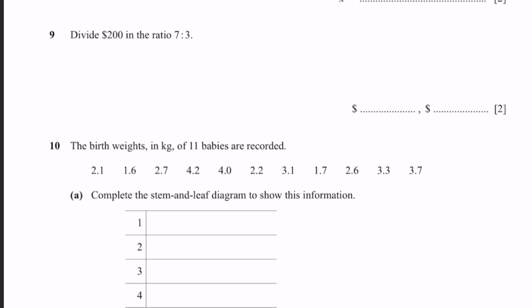Question 9. Divide $200 in the ratio of 7:3. Total parts equals 10 parts.